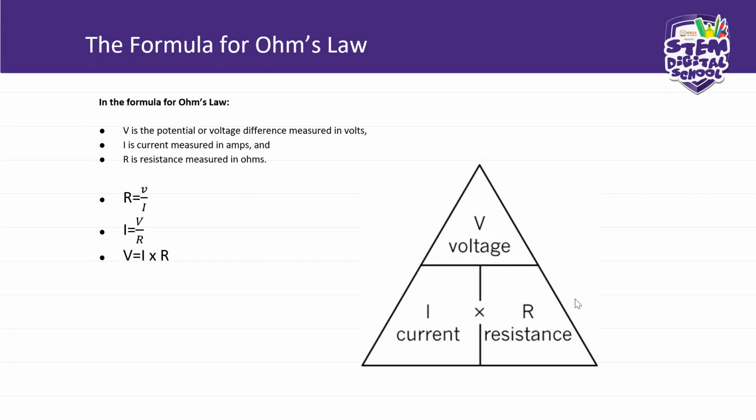This triangle will help you remember. R equals voltage divided by current. Current equals voltage divided by resistance. Voltage equals current multiplied by resistance. So this becomes very important when you are doing your calculations. Okay? Do you understand this? You won't forget this, will you? Okay.